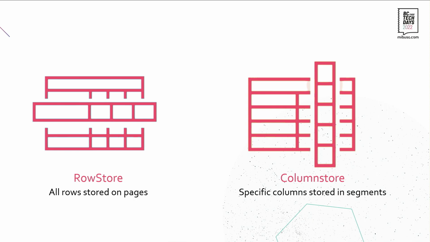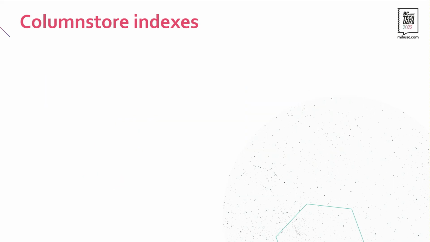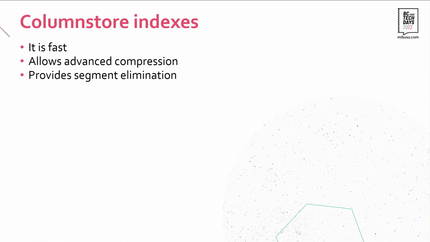One of the easiest ways to think about it is that we will just store data vertically. It is fast, or it should be fast, for summing a column or counting the number of rows, because of the advanced compression that allows more data in memory. If proper filters are applied, it also provides segment elimination, and later we will see what that is about and how we can test that. It reads batches of rows.